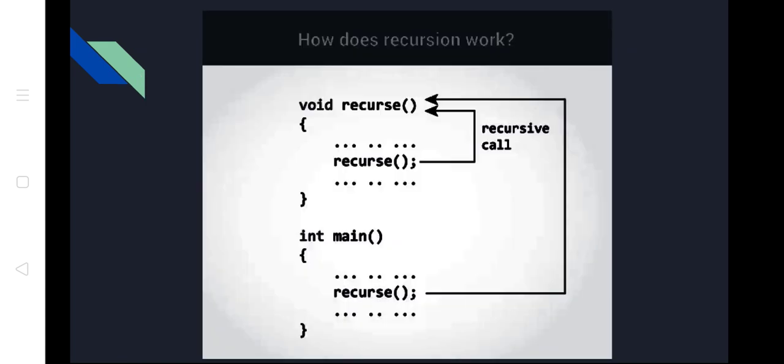Let us see the diagram to understand this better. void recurse, and then open brace. After some lines, recurse is the function call, then some statements, the dotted lines show some statements, and then close brace. And then int main, open brace, and then the function recurse is called. So you can see here that the call within the main function is the normal function call, okay, and within the function recurse, recurse is called again. That is called a recursive call. This is the difference between the normal function call and the recursive call.